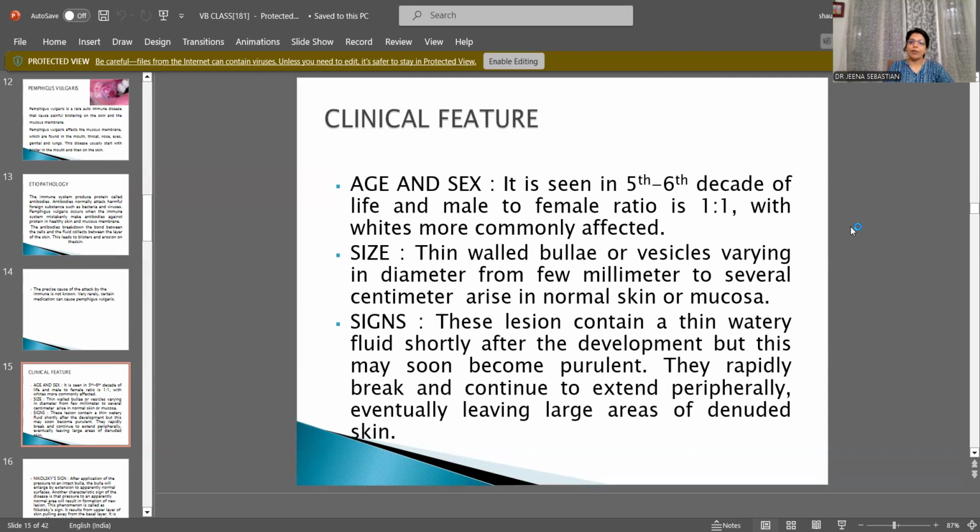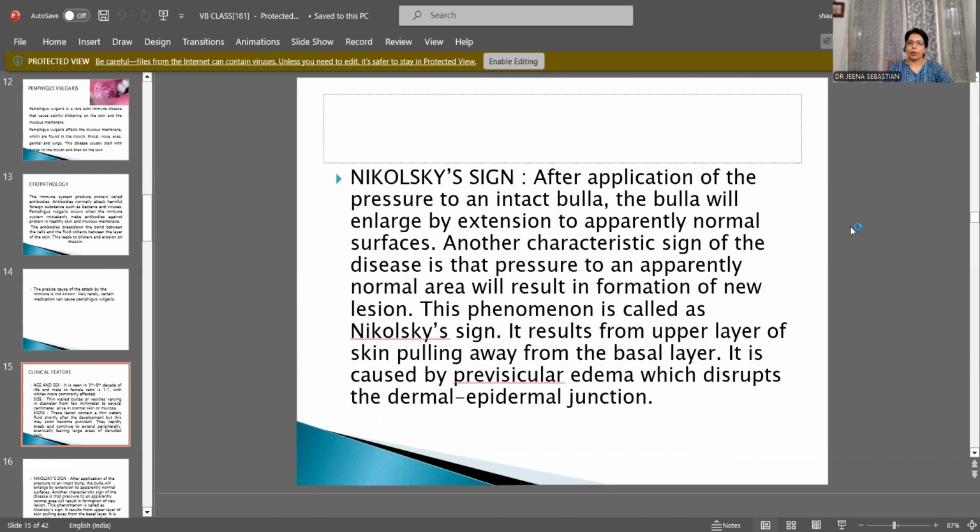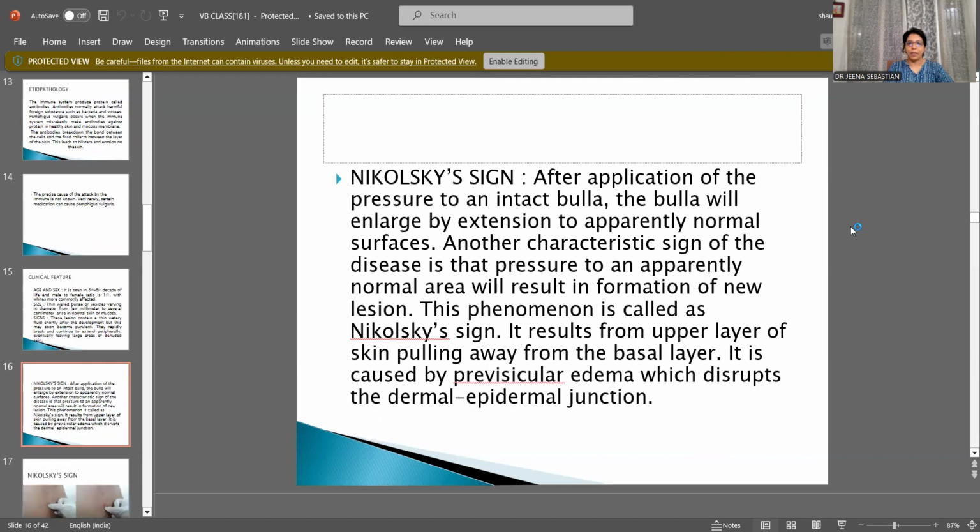The lesions are thin-walled bullae or vesicles, varying in diameter from a few millimeters to several centimeters, and they arise in normal skin or mucosa. The signs are that these lesions contain a thin watery fluid shortly after development, but this may soon become purulent. That is, it becomes filled with pus.